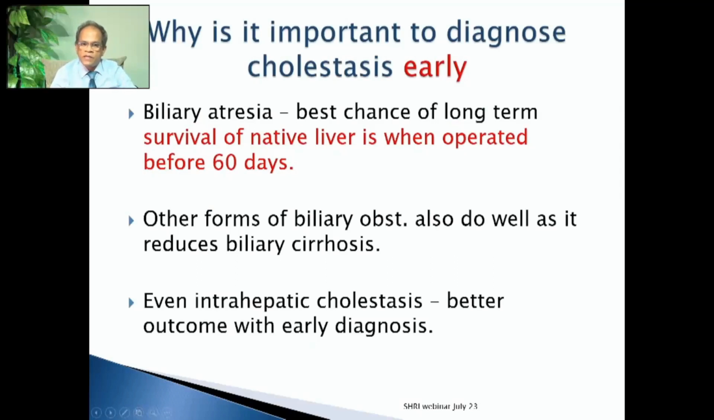And even with intrahepatic cholestasis, the outcome is better if you diagnose early, because then you can treat their bile salt deficiencies, these fat-dependent vitamin deficiencies, and eventually the coagulopathies can be treated, and vitamin D deficiency, which will eventually lead to rickets, and the others can be treated early. So all forms of cholestasis, whether it is intrahepatic or extrahepatic, need to be diagnosed early to prevent complications and death. And so how do you do that?